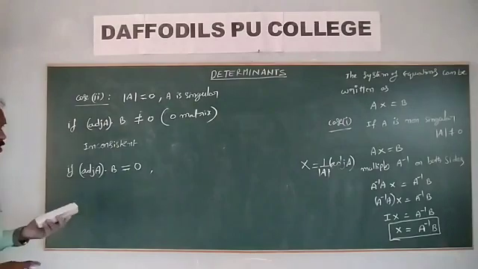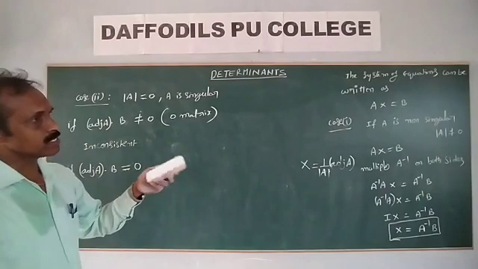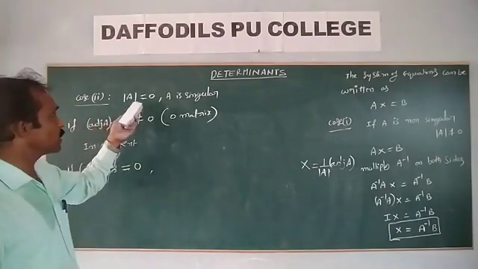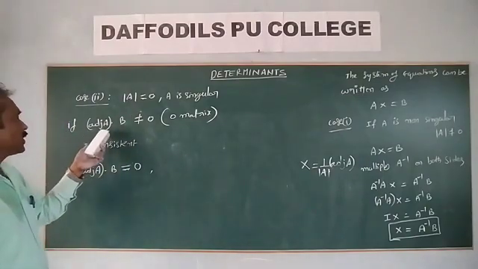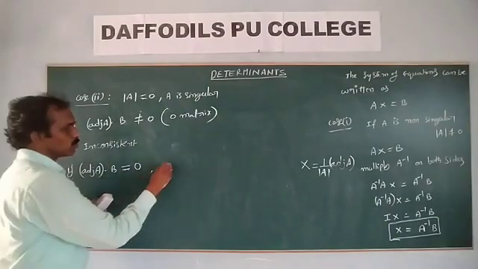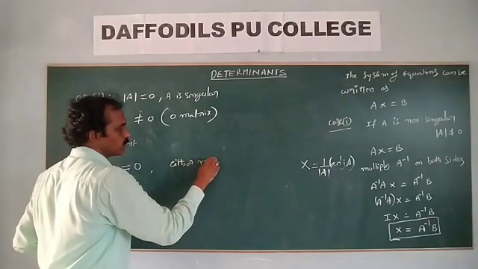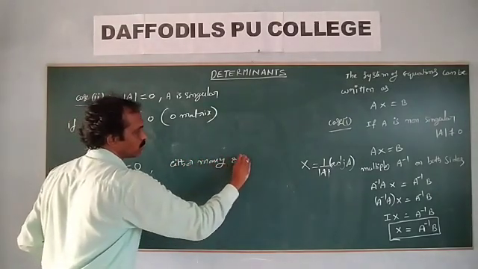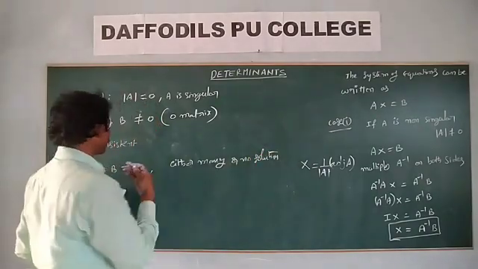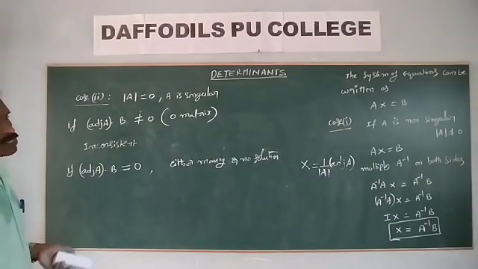Okay, these are the cases. Case 1 is non-singular, then it has a unique solution. In this case, determinant A is not equal to 0. Case 2, determinant A equal to 0, and further check if adjoint A into B is not equal to 0, then no solution, inconsistent. If adjoint A into B is equal to 0, then either infinitely many solutions or no solution, consistent or inconsistent. About these concepts, solve the problem.